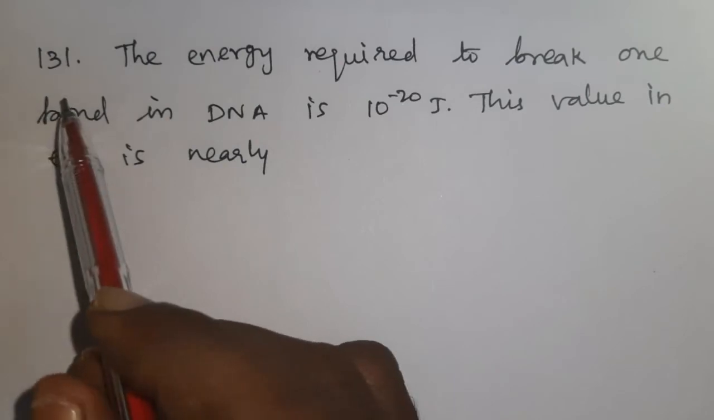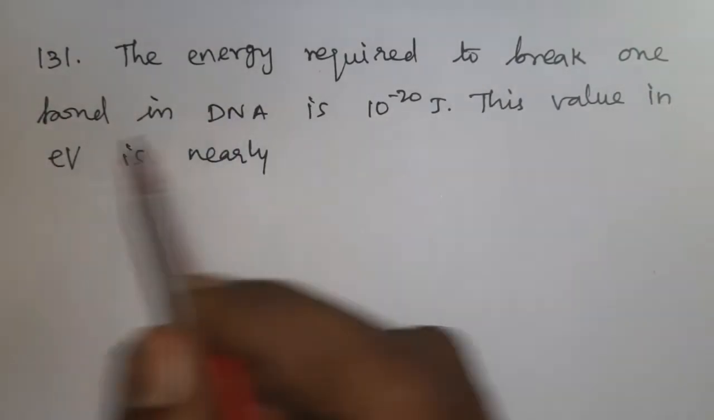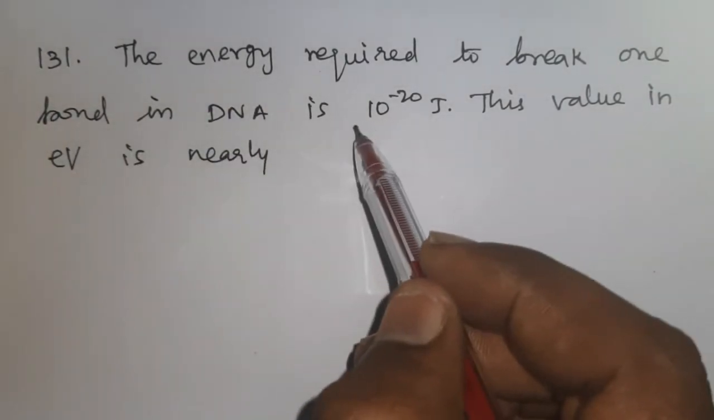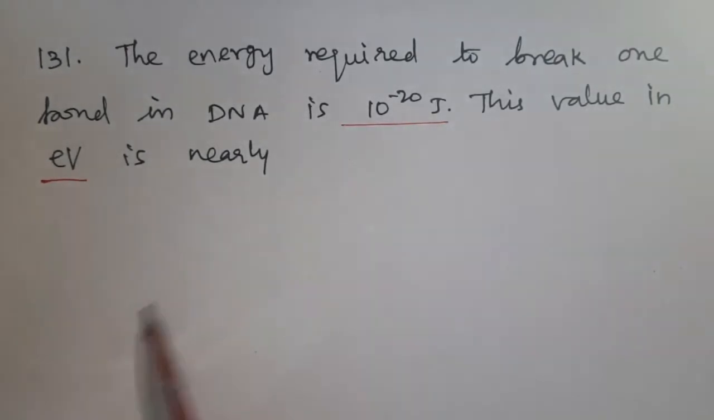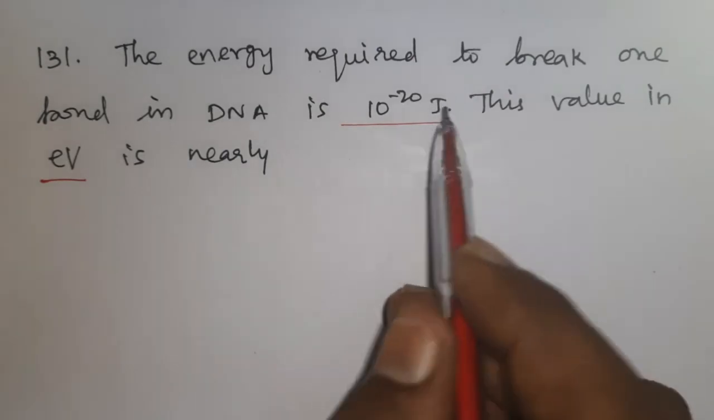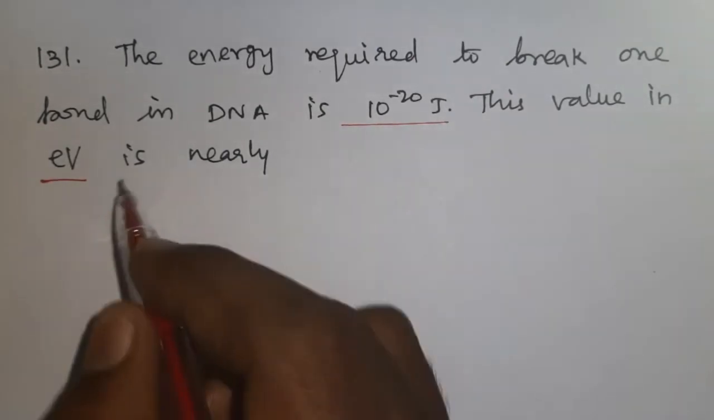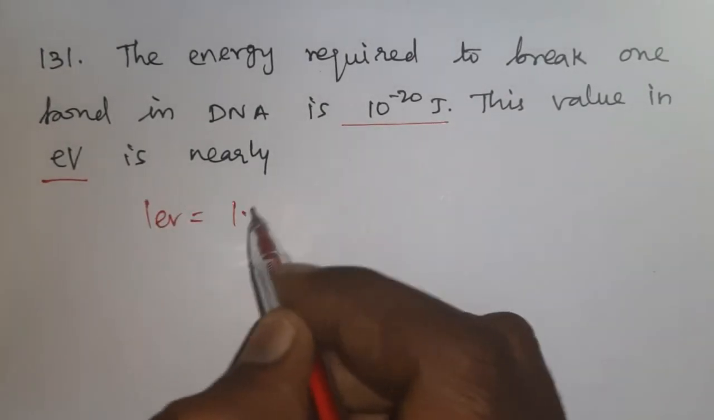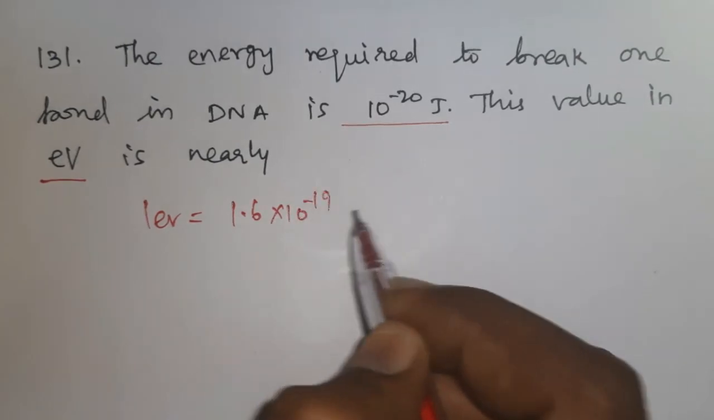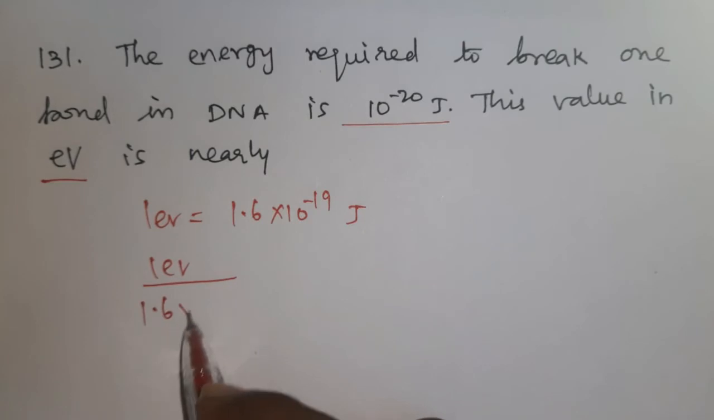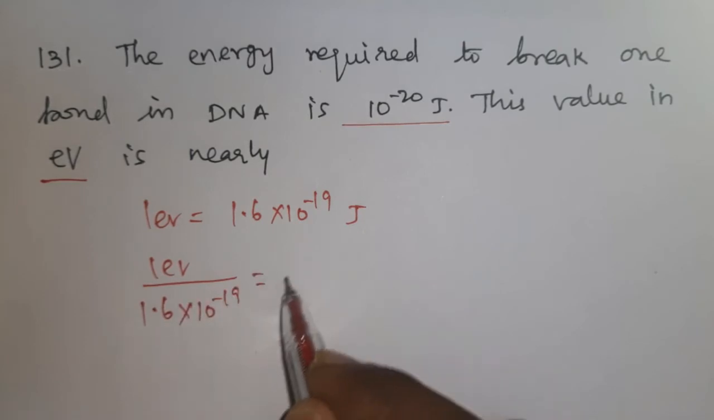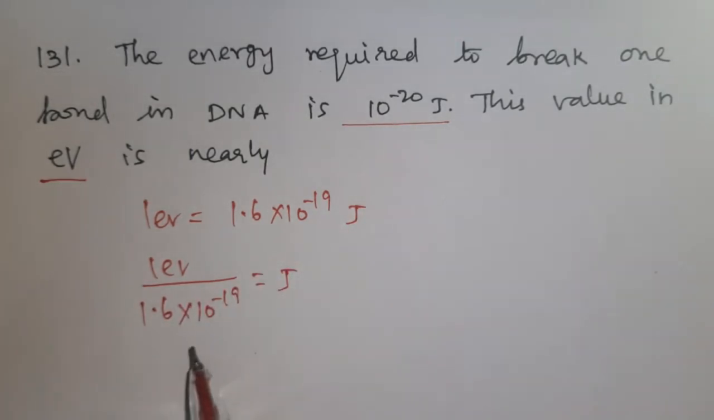Question number 131. The energy required to break one bond in DNA is 10 power minus 20 joule. This value in electron volt is nearly? This is a conversion. You just have to convert joule into electron volt. So 1 electron volt is 1.6 times 10 power minus 19 joule. Now 1 electron volt, this 1.6 times 10 power minus 19 will come to the denominator, equal to joule. Now we are going to convert this energy into electron volt.